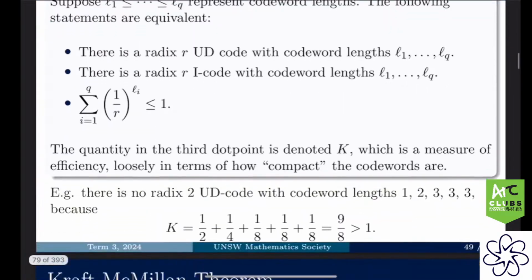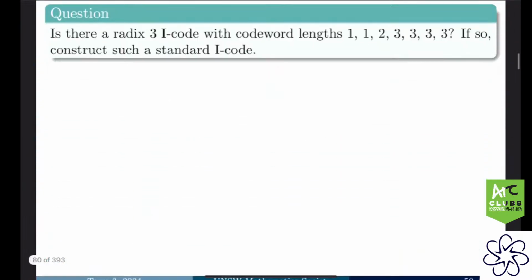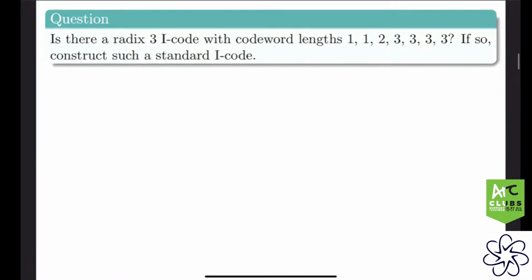Cool. Here's another example, something that might be a little bit more typical of what you might have seen in the exams. You can use this, I guess you'd call it the Kraft-Macmillan sum, to figure out that 1, 2, 3, 3, 3 is not valid as a radix 2 code. Cool. Here's just another quick example. So this one is what we've just been doing, but there is an extra step, which is, can we construct such a standard instantaneous code?